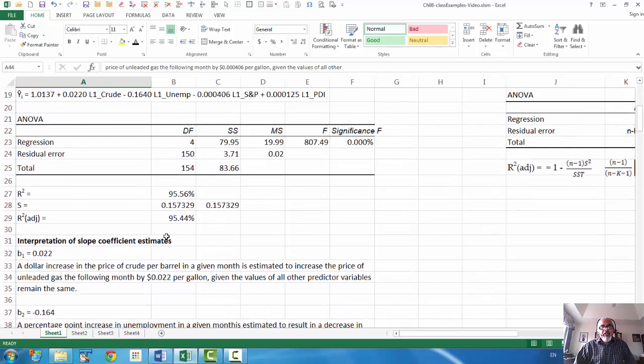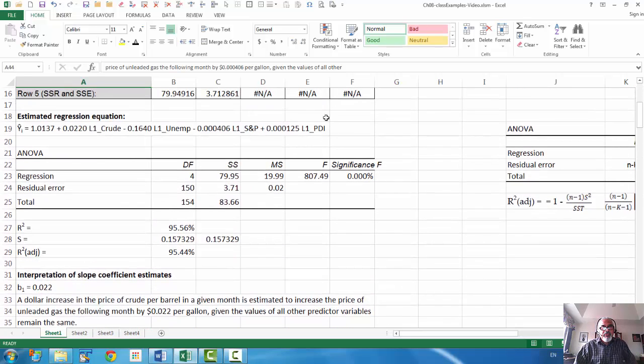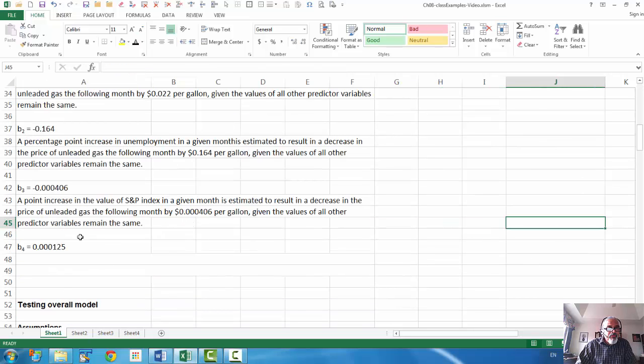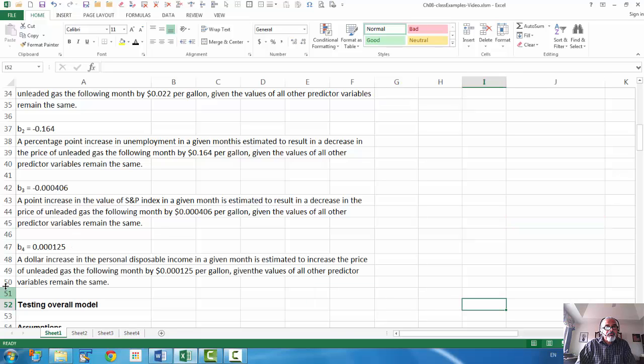Then finally the disposable income, and this is a positive coefficient. So an increase in personal disposable income by $1 in a given month will result in the increase in the price of gasoline per gallon by that amount in the following month, given all other variables remaining the same. So here is the value of the coefficient, and the interpretation is right there.